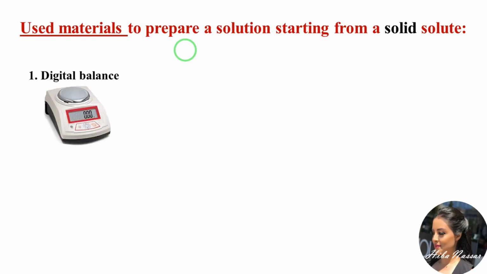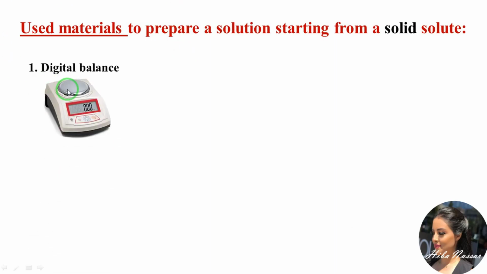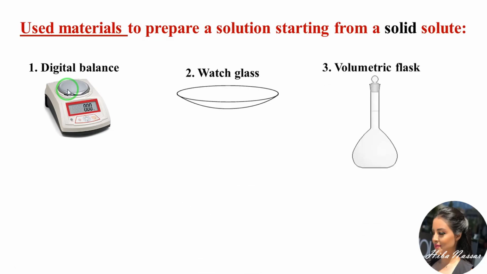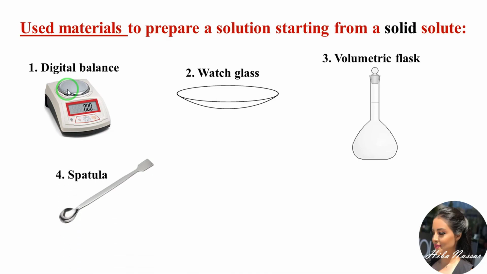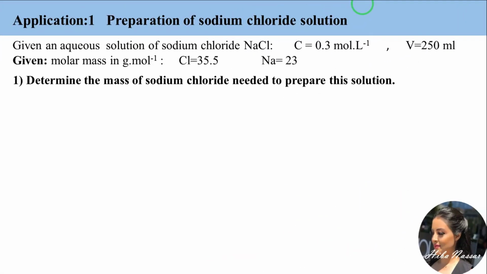Now, what are the used materials to prepare a solution starting from a solid solute? You need a digital balance, watch glass, volumetric flask, spatula, and a funnel. Let's solve this application together in order to understand how to prepare a solution starting from a solid solute.